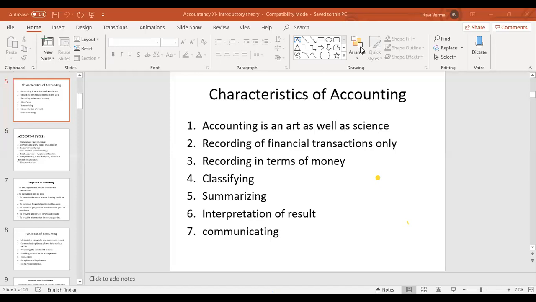Can you just explain the fourth and fifth point again? Yes, I'll surely explain. The fourth point is classifying.